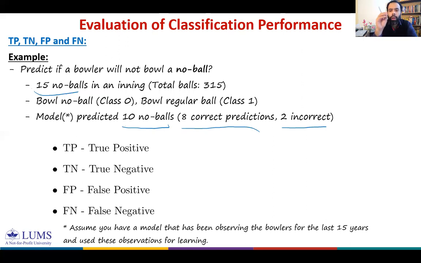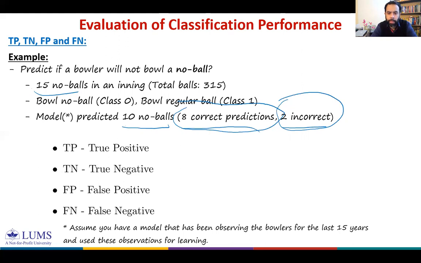True positive means it was a regular ball and your model predicted a regular ball. The model predicted two incorrect no balls, which means these two were in fact regular balls. How many regular balls do we have? 300. So out of 300, your model incorrectly predicted two as no balls. That means the remaining 298 balls have been predicted correctly by the classifier. So true positive would be 298. What about true negative? Negative here is no ball, and you could predict 8 correct no balls. So true negative is 8.